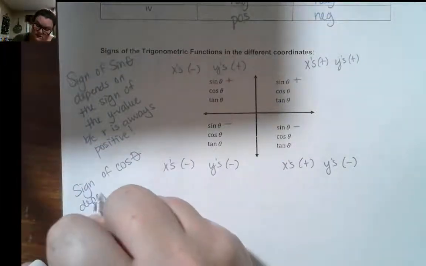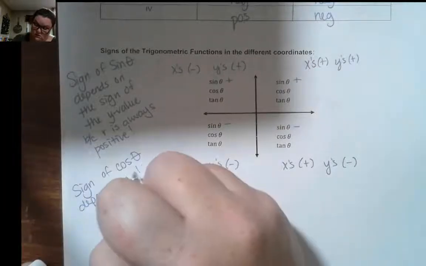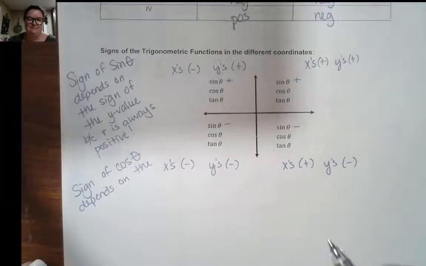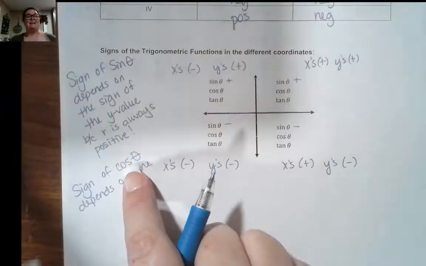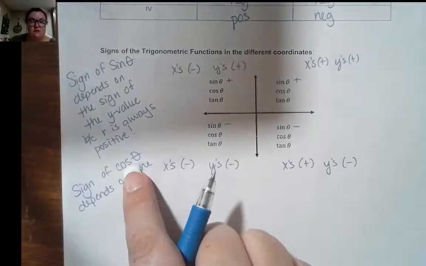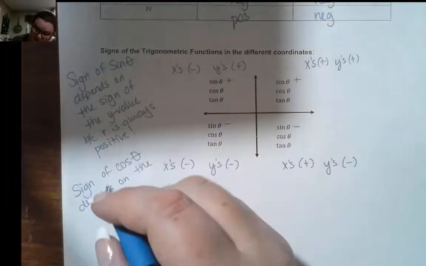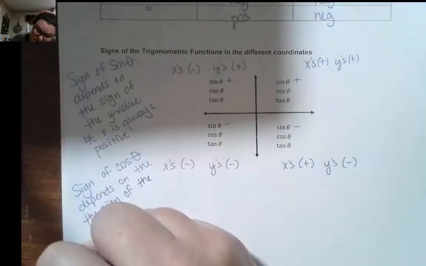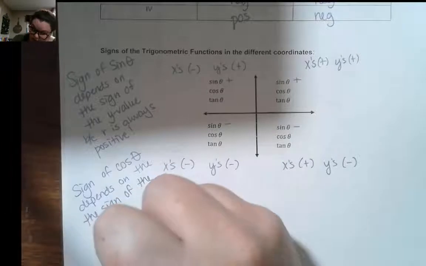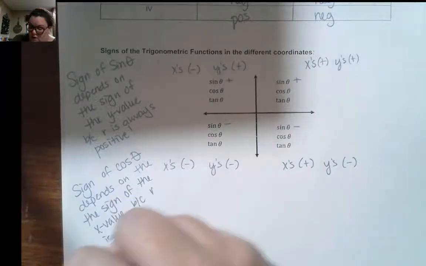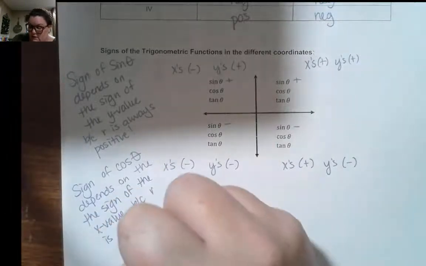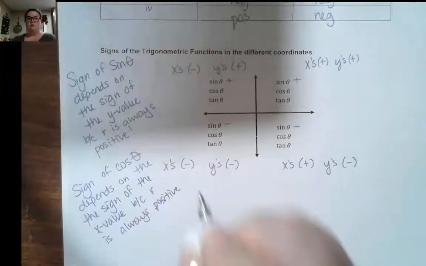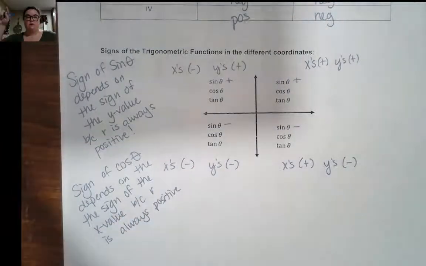And then similarly with cosine, the sign, meaning plus or minus, of cosine theta depends on what? I heard you say it. I didn't, but I'm pretending I heard you say it. Remember, cosine is x over r, so it depends on the sign of the x value, because r is always positive. When we draw those triangles, r is our hypotenuse, which always represents a distance, so it's always positive.